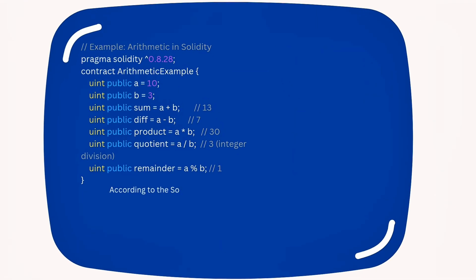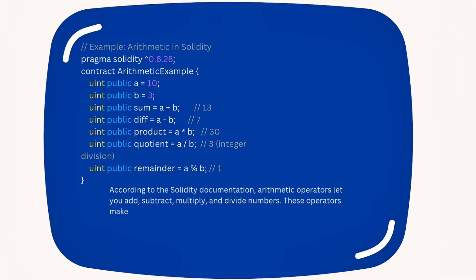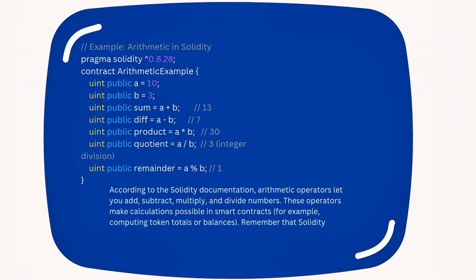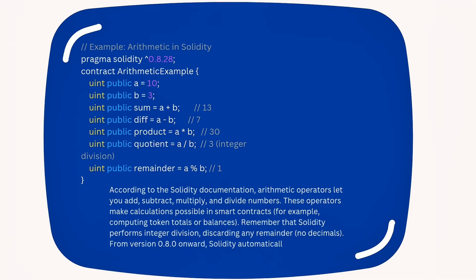According to the Solidity documentation, arithmetic operators let you add, subtract, multiply, and divide numbers. These operators make calculations possible in smart contracts, for example, computing token totals or balances. Remember that Solidity performs integer division, discarding any remainder, no decimals. From version 0.8.0 onward, Solidity automatically checks for overflows and reverts the transaction if one occurs.